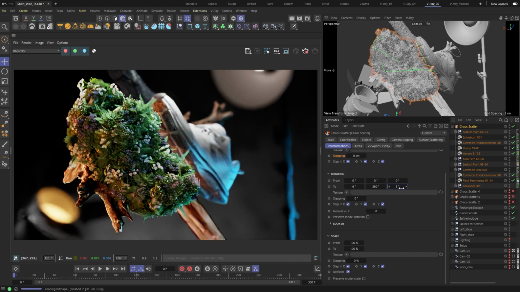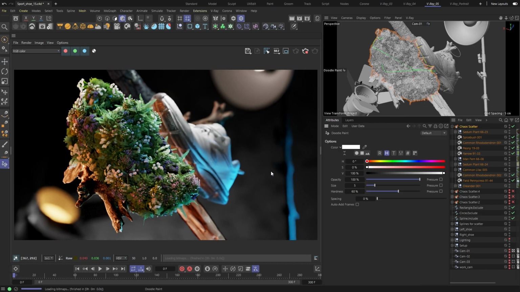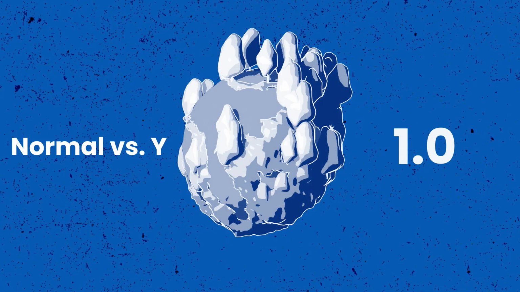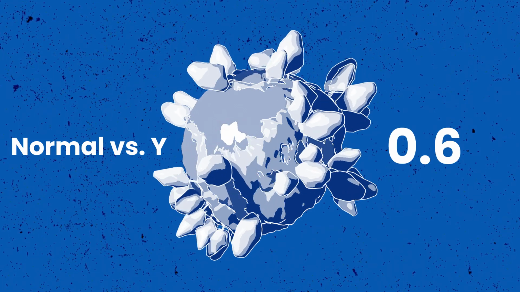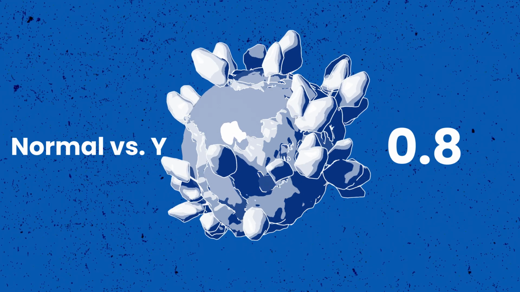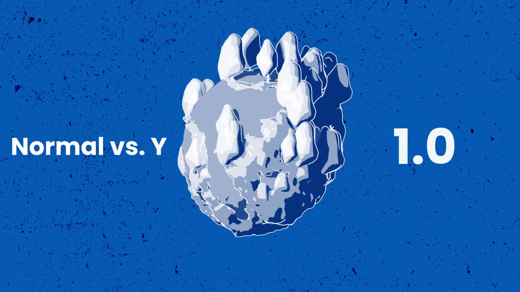let's explore the normal versus Y option, a powerful feature that allows us to decide whether our instances should follow the normal direction of the polygon they land on or always point straight upwards, regardless of the polygon's normal direction. In our case, I want them to conform to the curvature of the shoe, aligning with the surface normal direction. Hence, the default value of 0 suits our needs perfectly. A value of 1 would make them point directly upwards.